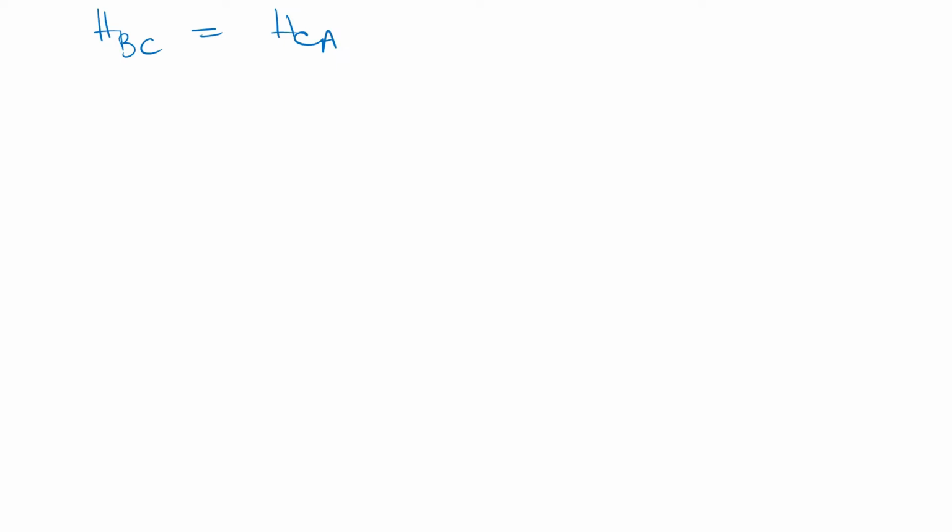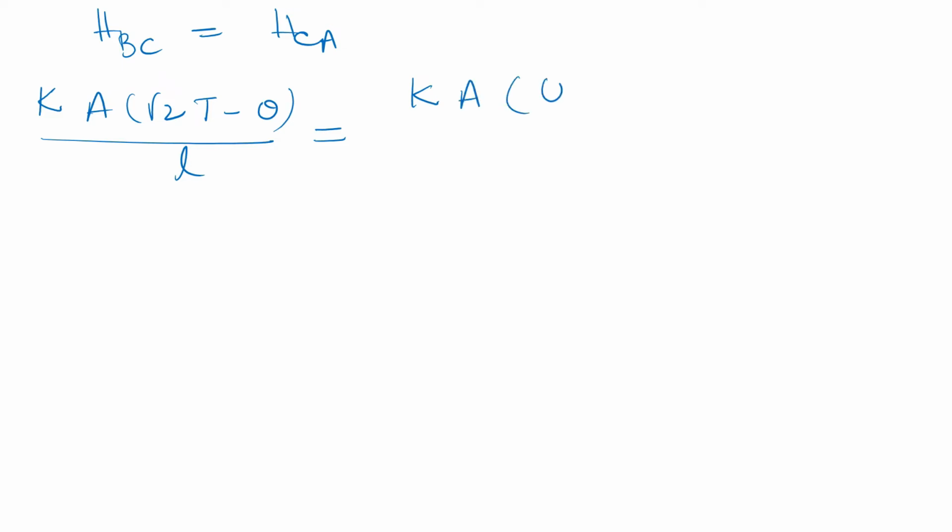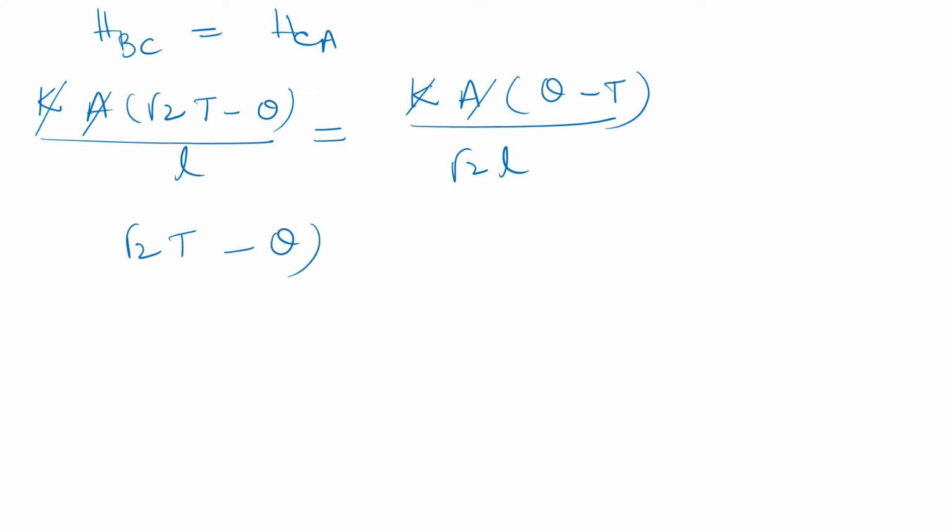Rate of flow of heat in BC is equal to rate of flow of heat in CA. So that is equal to Ka root 2 into (T minus theta) by L, that is equal to Ka (theta minus T) by root 2 into L. Here K cancels and A also cancels. The remaining is root 2 into (T minus theta) into root 2 is equal to, now taking cross multiplication, L cancels.